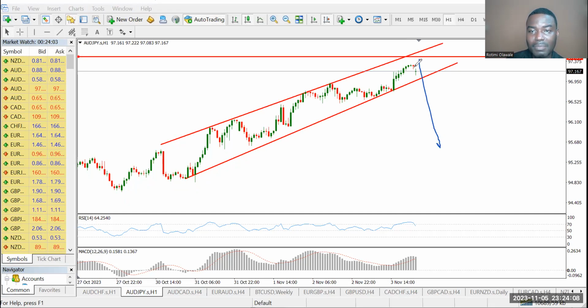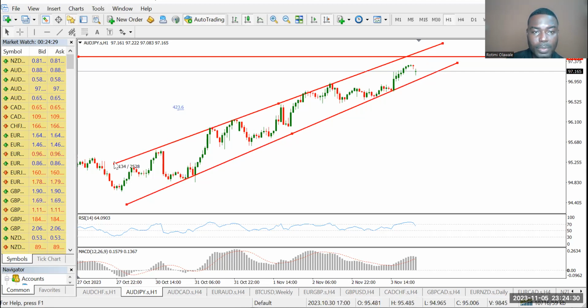Now, price could just make a breakout directly, or may just go to hit that resistance and then drop. But ultimately, we're looking for a possible bearish breakout on AUD/JPY for this week. And if you want to use Fibonacci, we could use that Fibonacci to capture the possible movement of price on this instrument, the projected profit level.